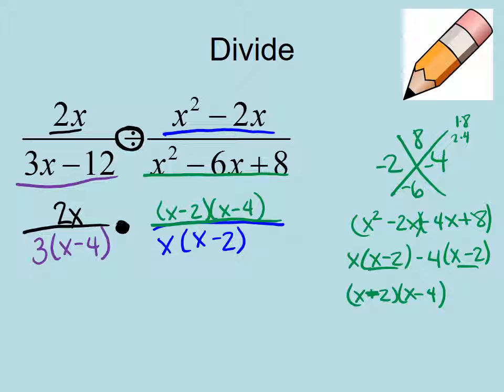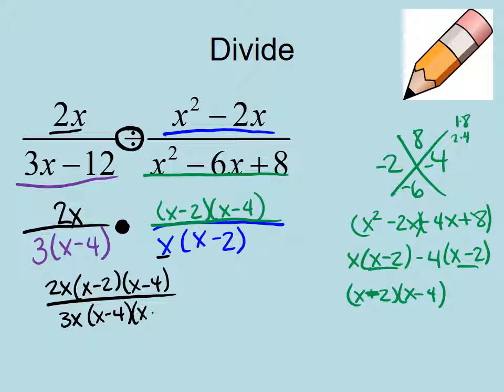So I took care of the flip and multiply. So now I'm going to multiply straight across and write out all my factors. I'm going to bring this x out front since it's by itself. And then I'll write my other factors.